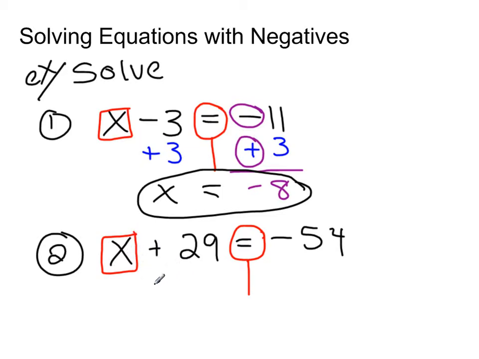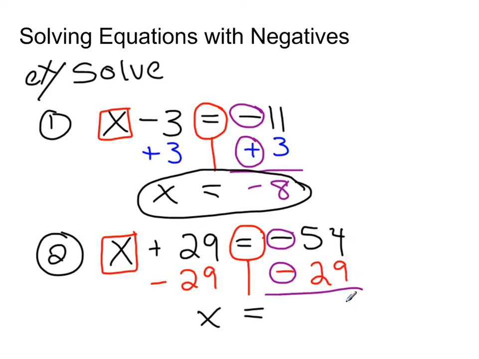We have plus 29. So to undo it, we subtract 29. And what we do to one side, we have to do to the other. Now we're left with x by itself equals, and here comes the good part. We have a negative and a negative. If the signs are the same, we add them. So 4 plus 9 is 13, carry the 1. 5 plus 2 is 7, plus the 1 is 8. And the signs are both negative, so our answer shall be negative 83.